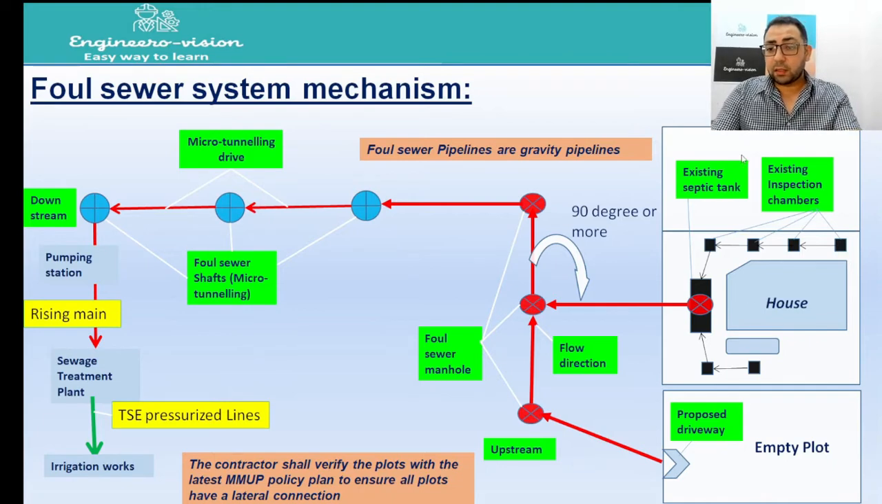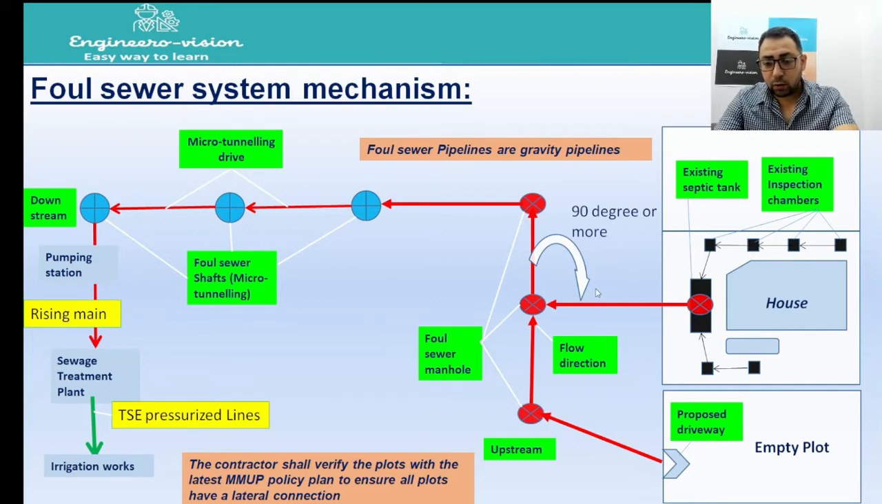Something very important for any contractor who is going to produce a shop drawing: the contractor shall verify the plots with the latest MMUP policy plan to ensure that all plots have a lateral connection. Also, we need to make sure that the angle between the lateral connection and the main line in the direction of the flow is 90 degrees or more.